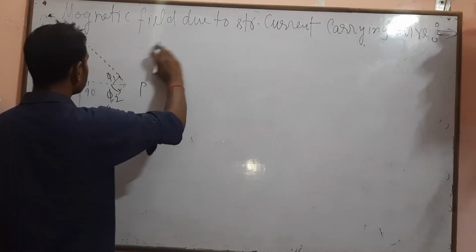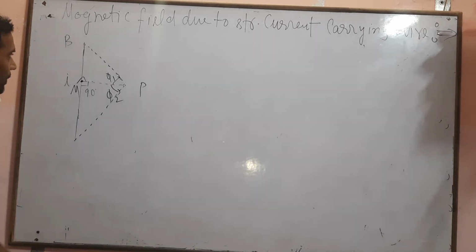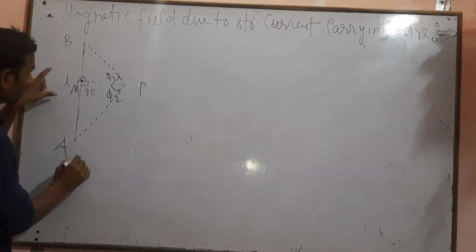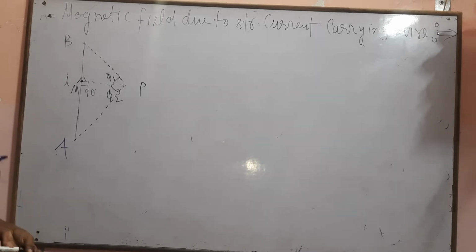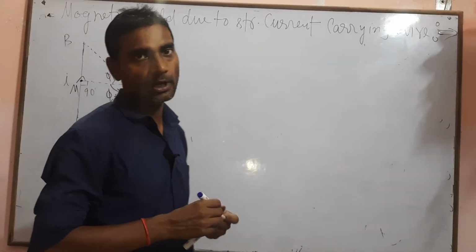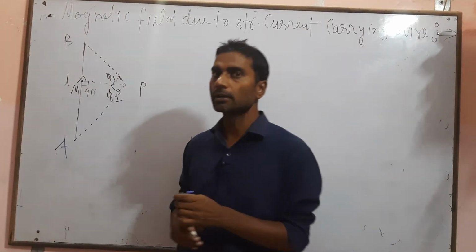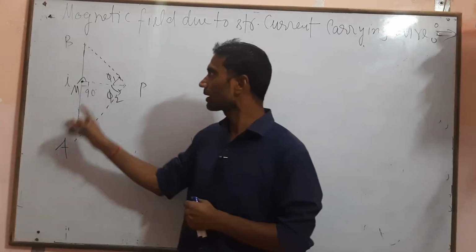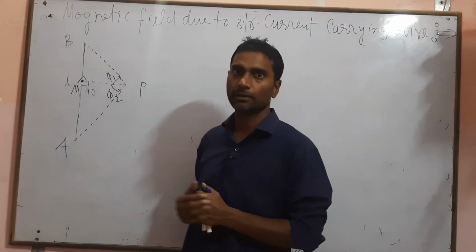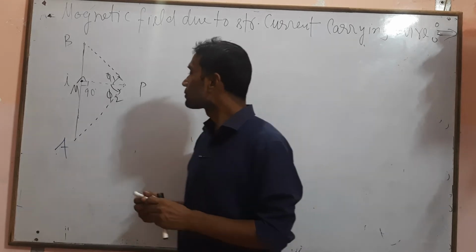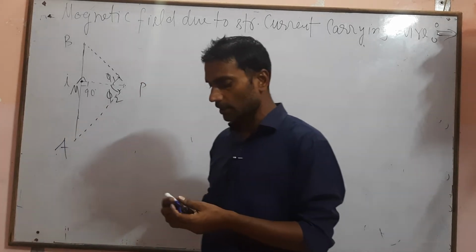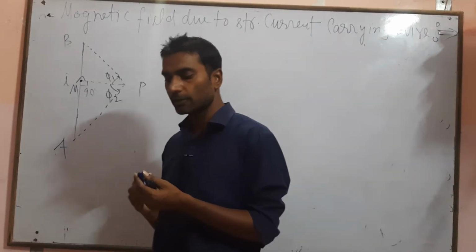We need the magnetic field due to wire AB at point P. The current in the wire is I, and the angles are phi 1 and phi 2. If this one is clockwise, this one is anti-clockwise. Okay, so we are using the Biot-Savart law, then what will happen?